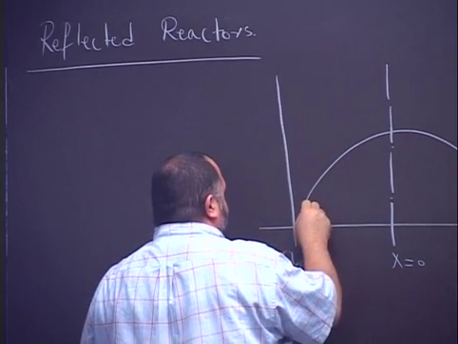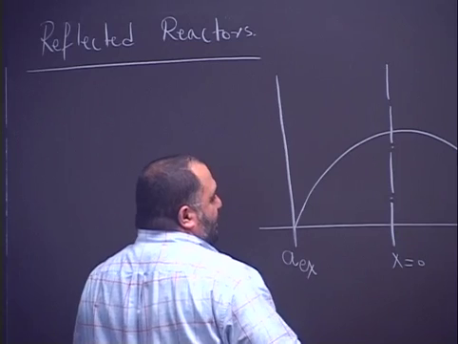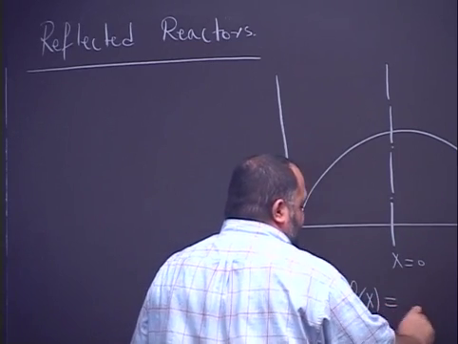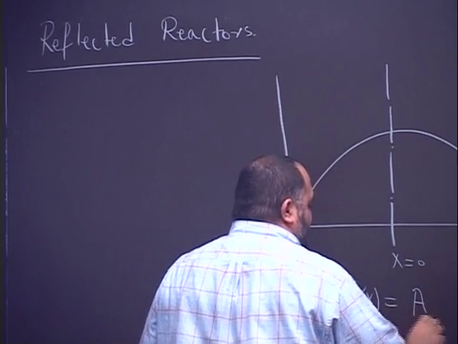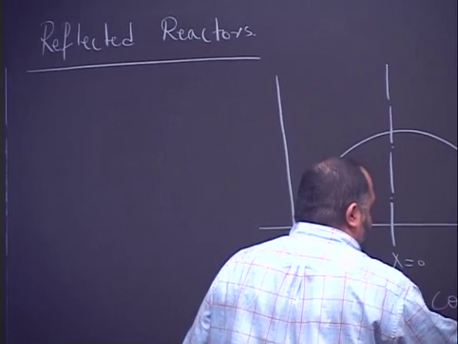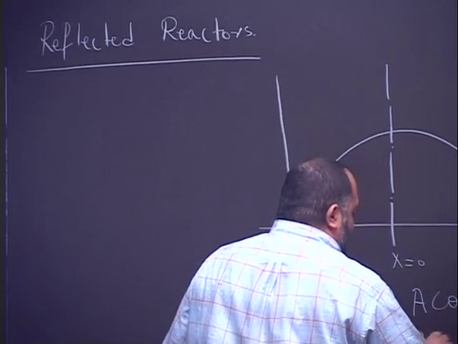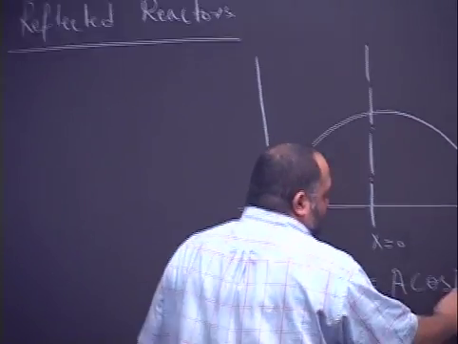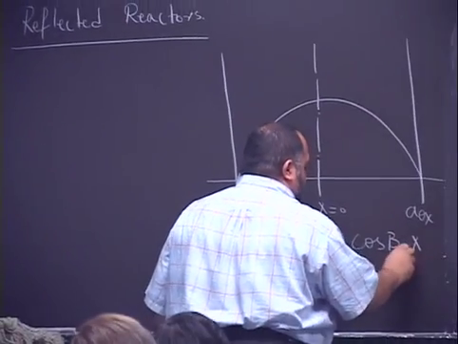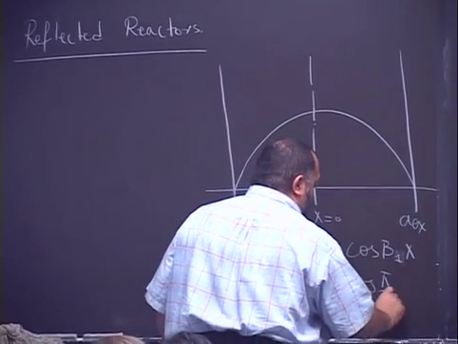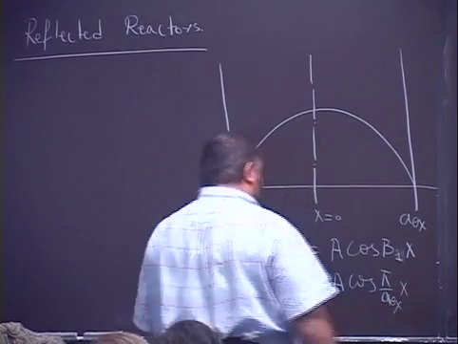A cosine shaped flux as a function of x is equal to a certain constant A multiplied by cosine of Bn times x, where Bn, let's call it B1 because I did not sum over all n, is the geometrical buckling, which is just pi over a extrapolated.